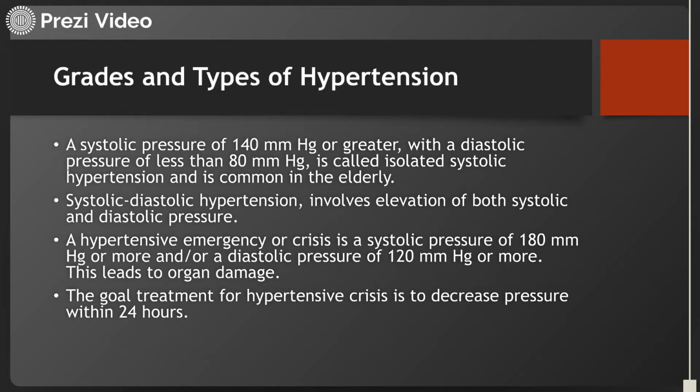Systolic and diastolic hypertension pretty much involves the elevation of both the systolic and the diastolic. Someone who is in what we call a hypertensive emergency or crisis is someone who holds a blood pressure of 180 or more, and/or a diastolic pressure of 120 millimeters of mercury or more. And we need to be really cautious because this can lead to organ damage.